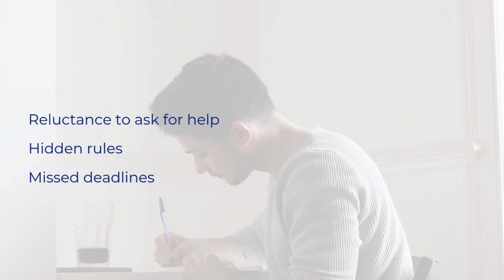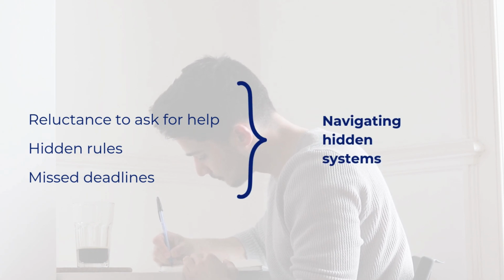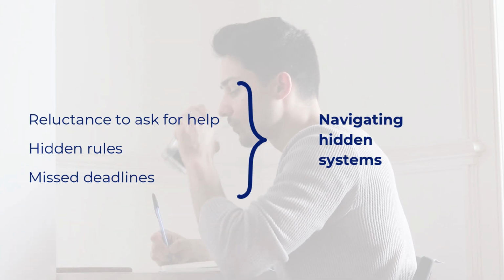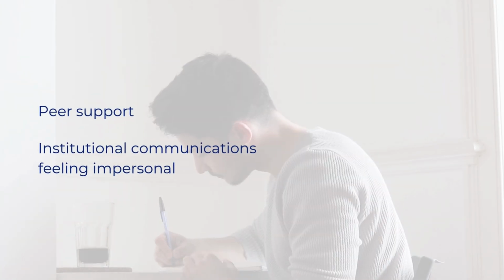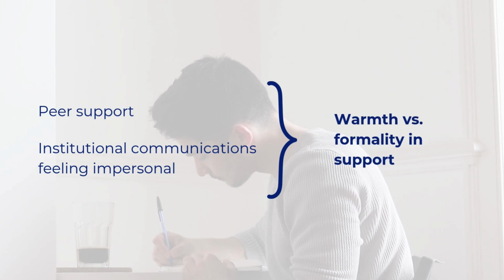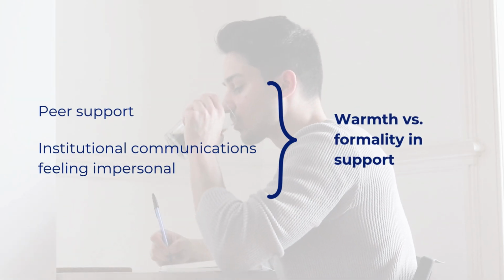The codes, reluctance to ask for help, hidden rules, missed deadlines, they might all come together under a theme called navigating hidden systems. Peer support and institutional communications feeling impersonal might live underneath a theme called warmth versus formality in support.